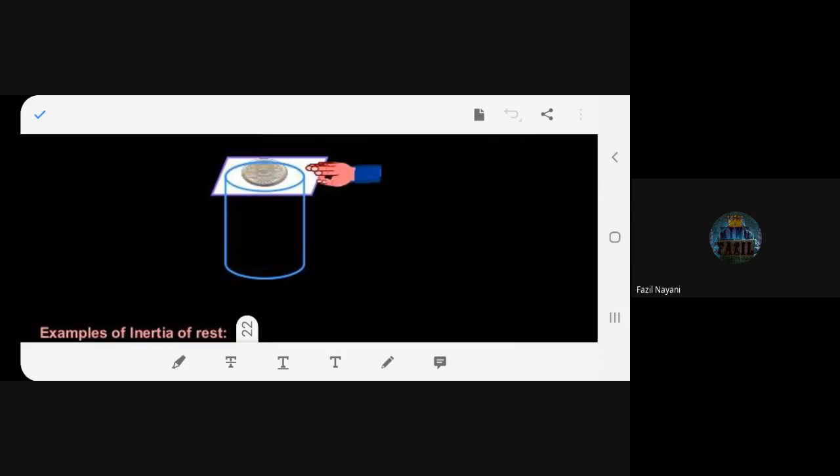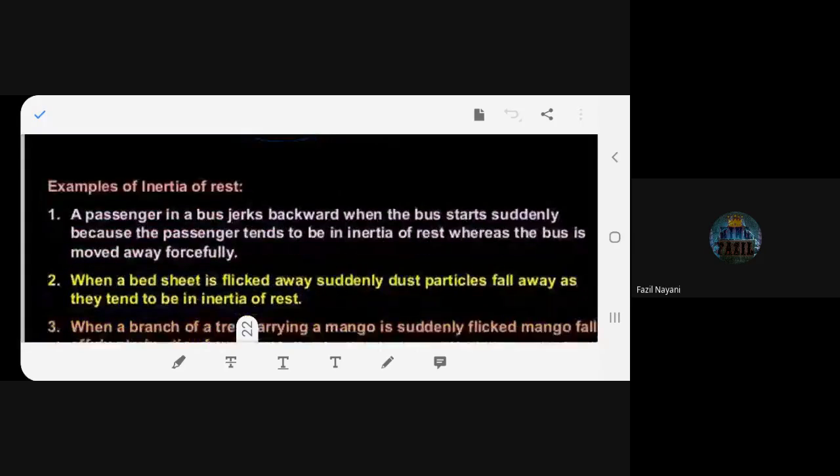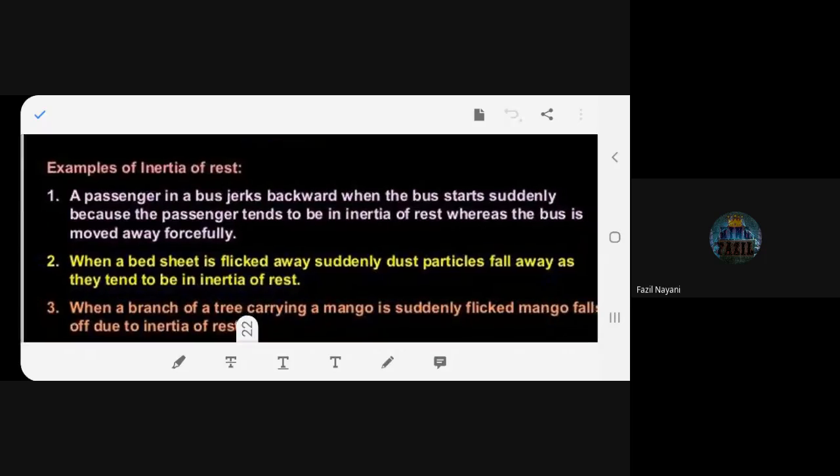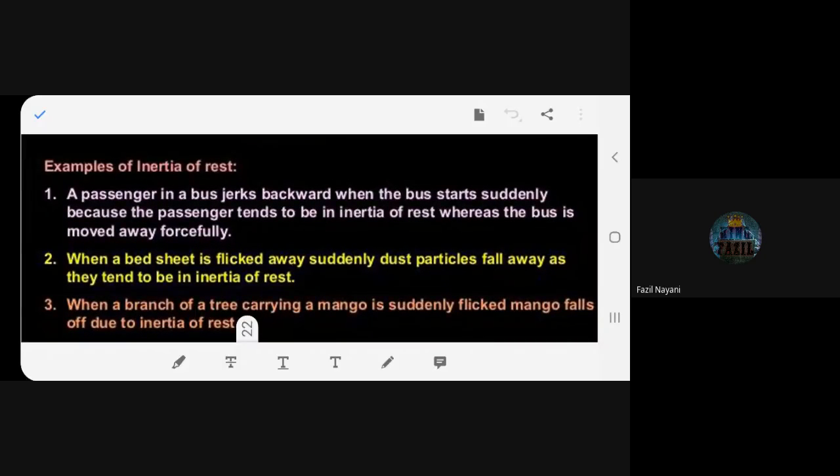Now, another examples of inertia. The one we had already done, detailing we will do now. So this is the activity we did yesterday. You will flip the card and the coin will fall inside the cylinder, or inside the glass. Am I right? Yes. So this is inertia of rest. Now you will read where we are seeing these examples. We'll do one by one.